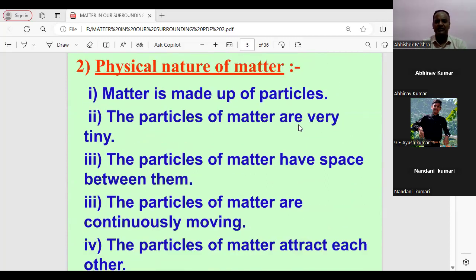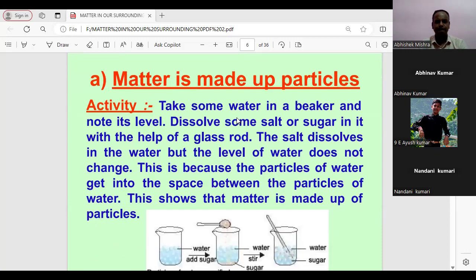One by one, we will be discussing all the physical nature of matter, with some activities also, which will make it more clear. First, matter is made up of particles. The particles of matter are very tiny. They have spaces between them. They are continuously moving and they attract each other.